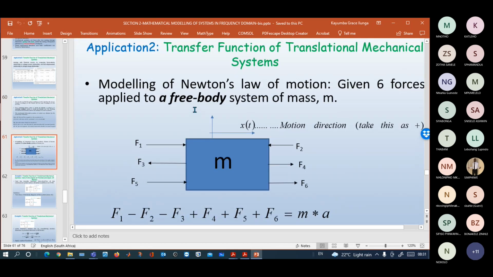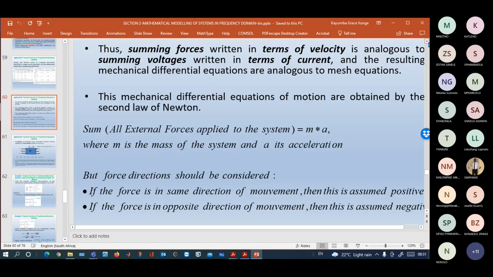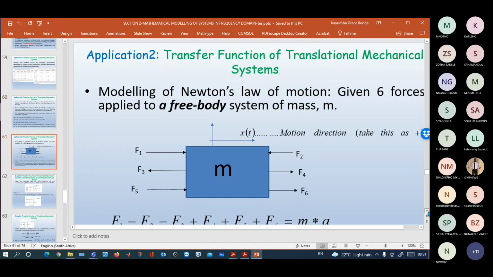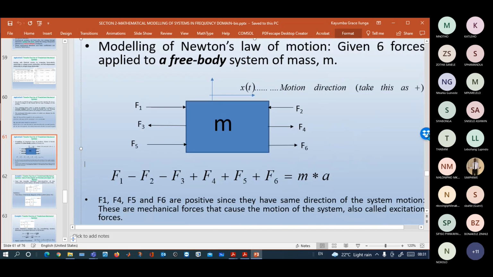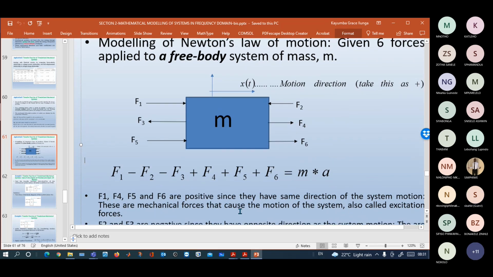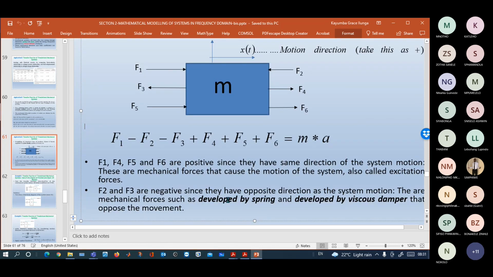Okay guys, so let's now try to do this. So guys, what is the direction of F1? It's positive, right? F2, negative. F3, negative. F4, positive. F5, positive. And F6, positive. Okay. I think you understand this notion of positive and negative. What I told you, F2 and F3 are negative since they have opposite direction as the system motion.